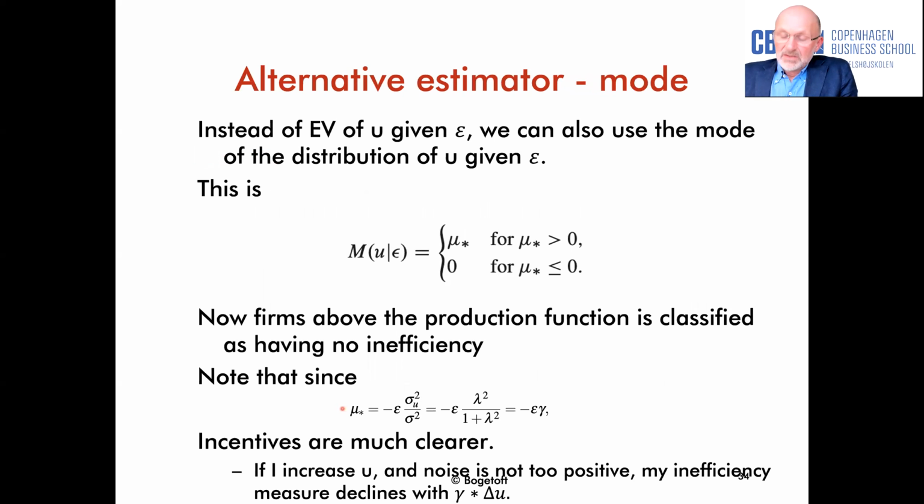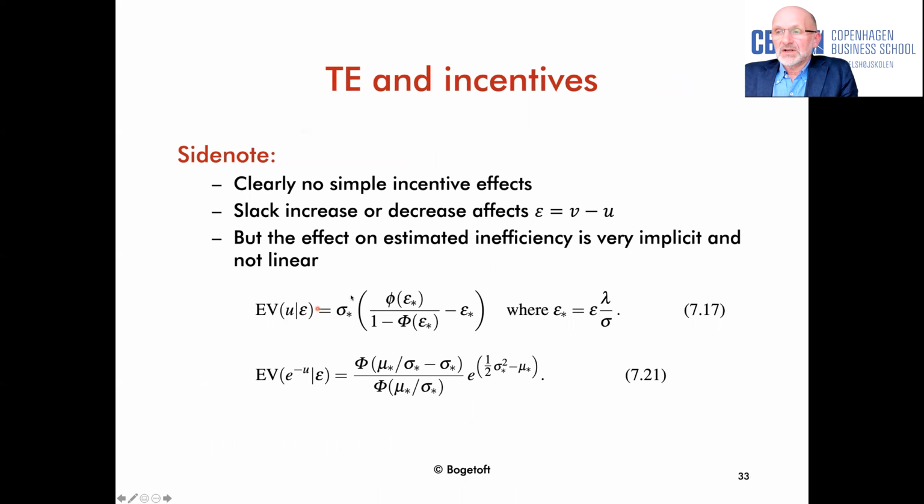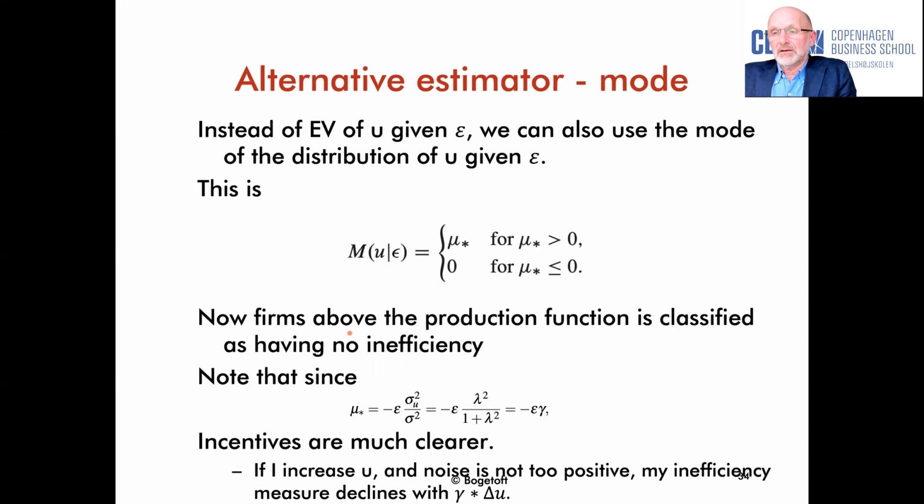There's actually another way that you could try to estimate the technology. Instead of using the expected value, you could say that I want to use the mode estimator. So the mode estimator is basically what is the most likely value of the parameters.